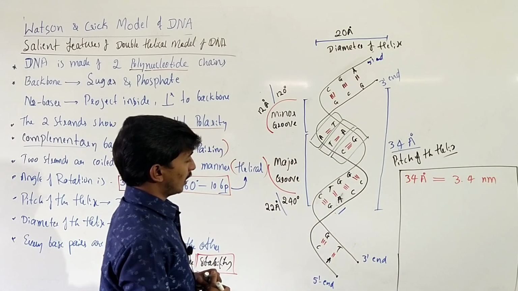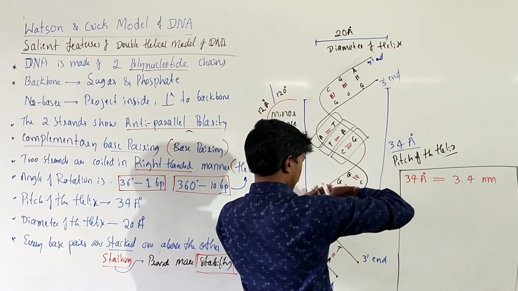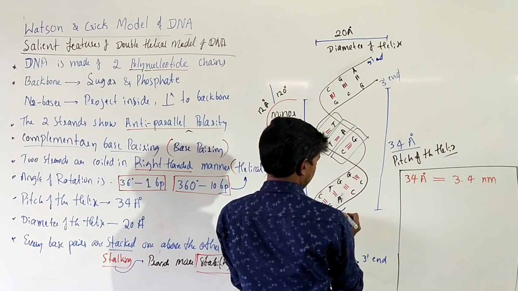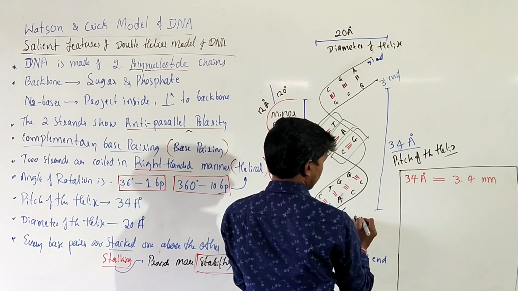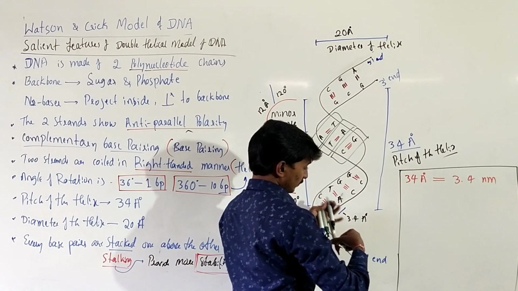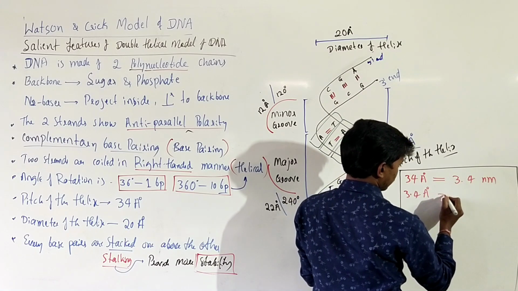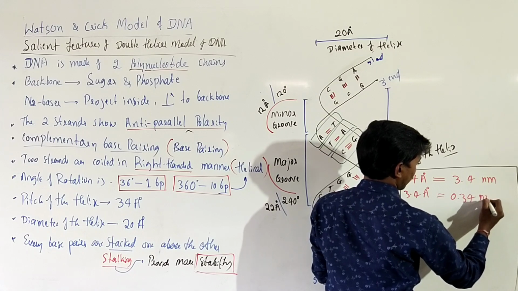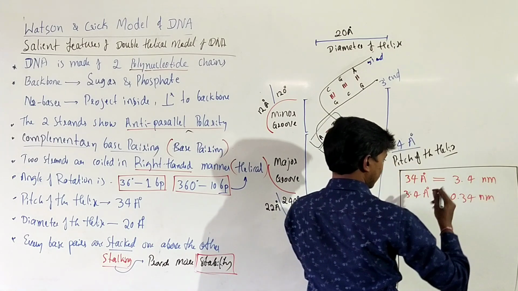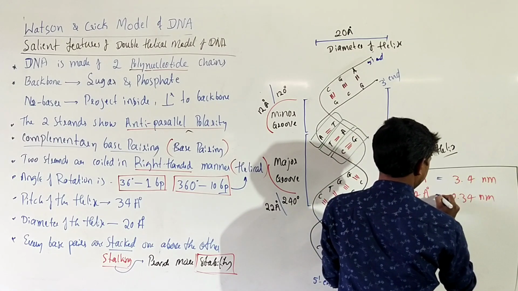Okay, and the distance between one base pair is 3.4 angstrom. 3.4 angstrom equals to 0.34 nanometer.